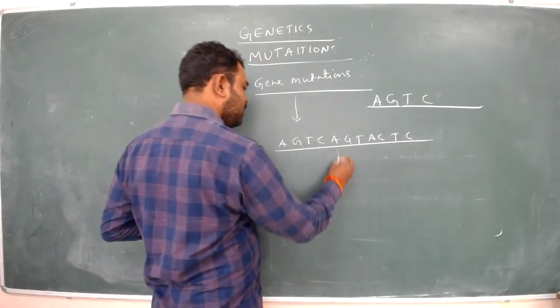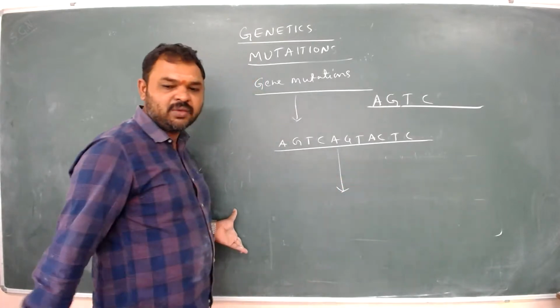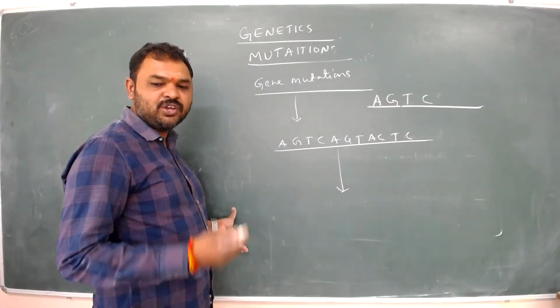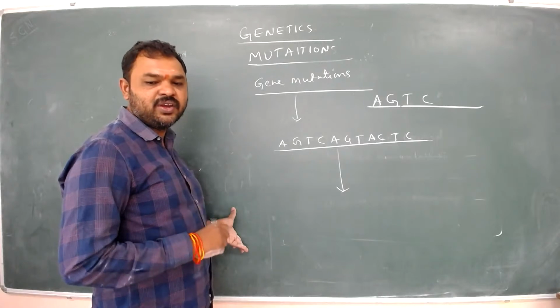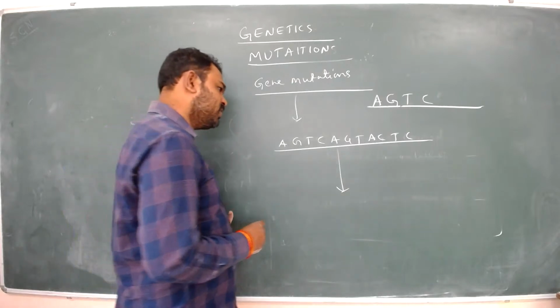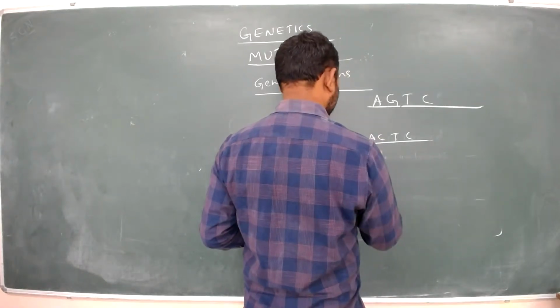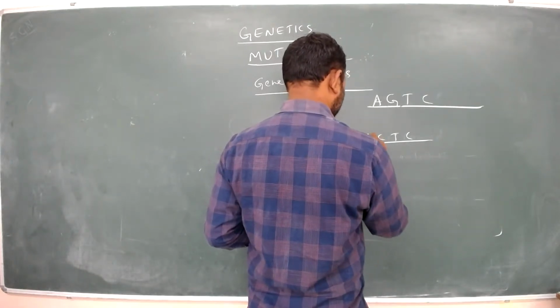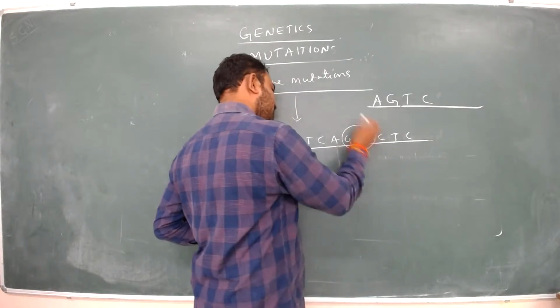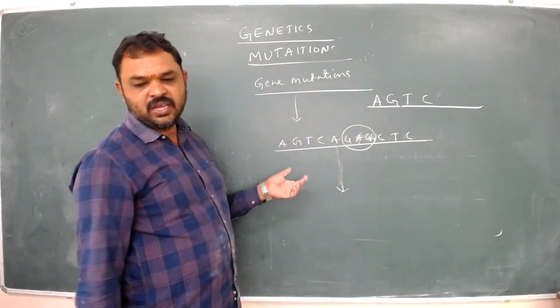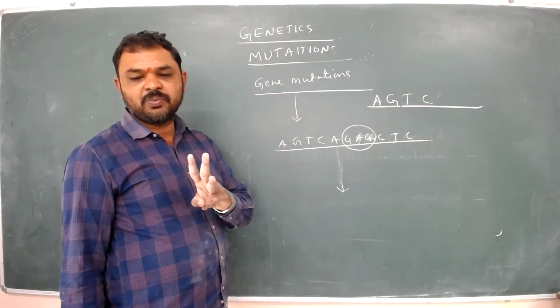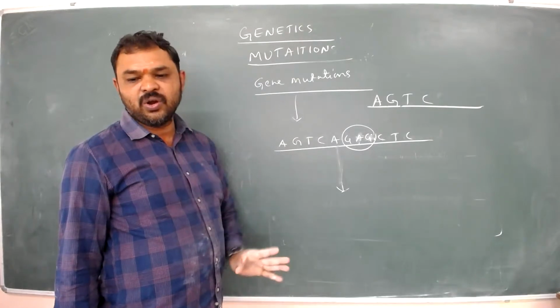Suppose here you can see addition, removal, or replacement, where one nucleotide is replaced by another nucleotide. Actually, you can see this here, GAG. This is one codon. Generally, every three nucleotides make up one codon.